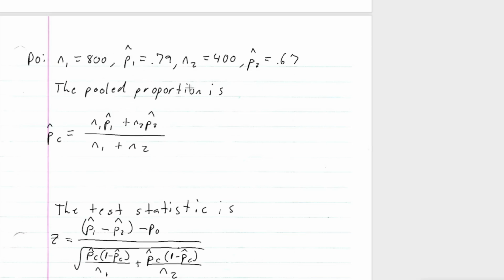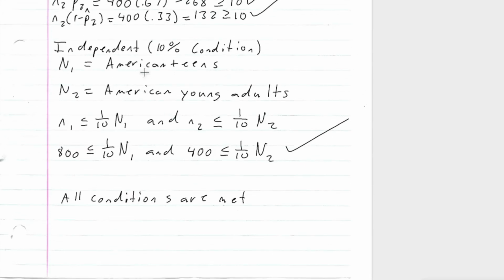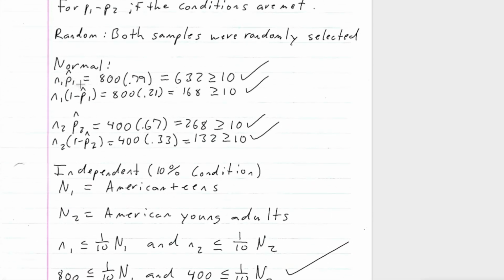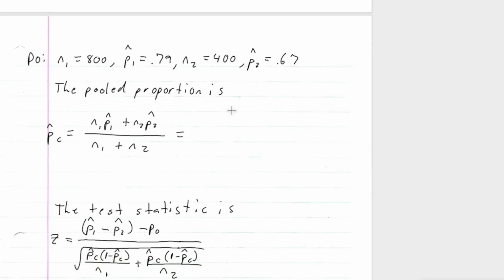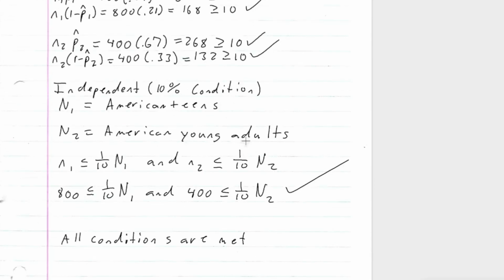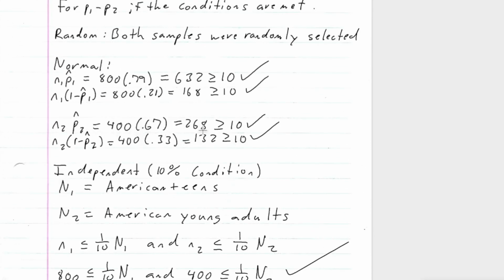For a two-sample hypothesis test, we need to come up with what's known as a pooled proportion. A pooled proportion is calculated as n1 times p1 hat plus n2 times p2 hat, over n1 plus n2. We did this calculation earlier: n1 times p1 hat is 632, so 632 plus n2 times p2 hat, which is 268.